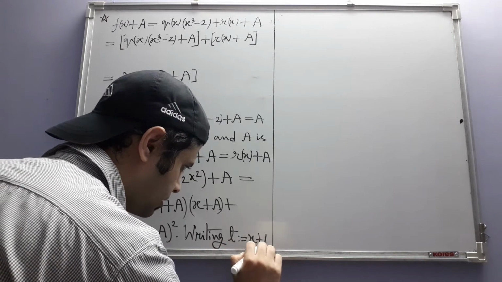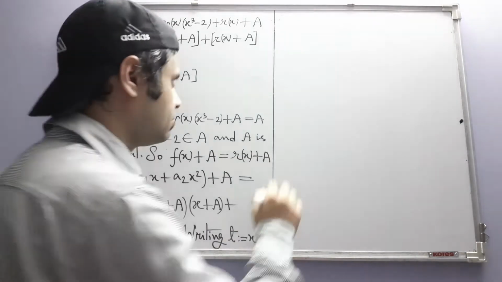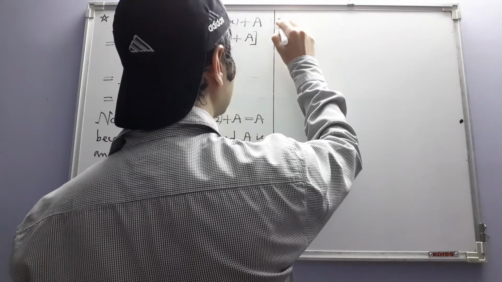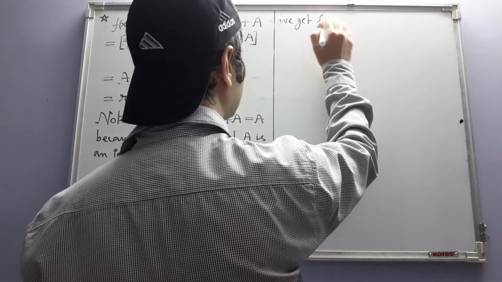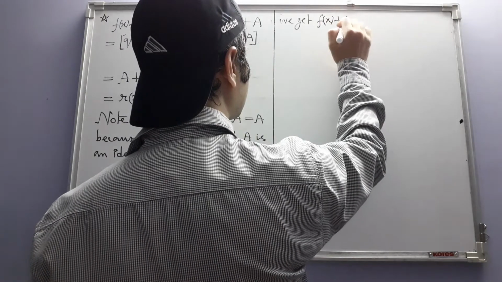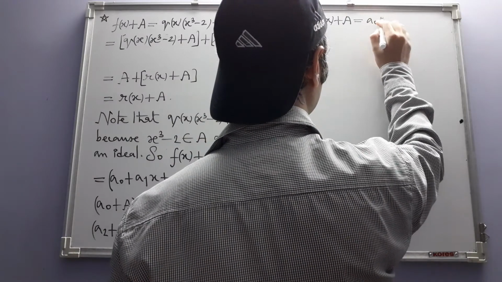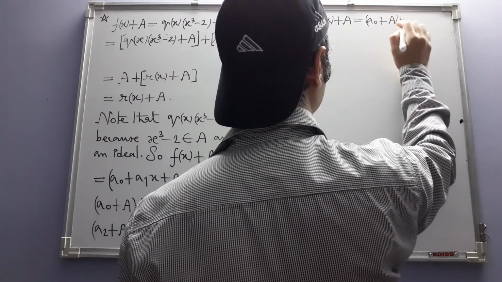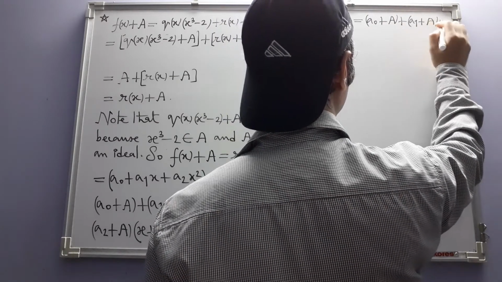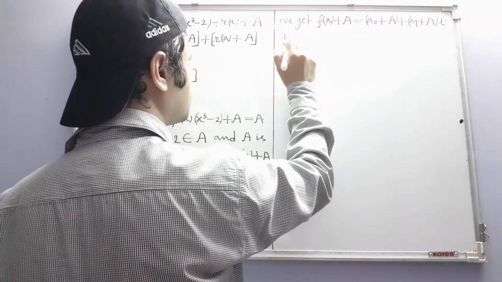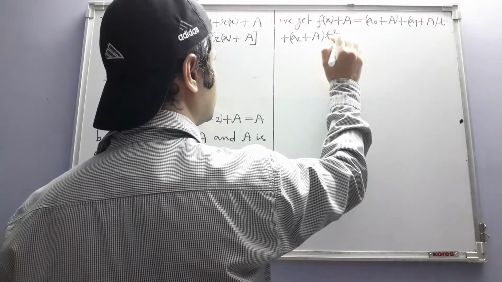t equal to x plus A. Let us denote this coset x plus A by the symbol t. We get f(x) plus A equal to a0 plus A plus (a1 plus A) times t plus (a2 plus A) times t square.